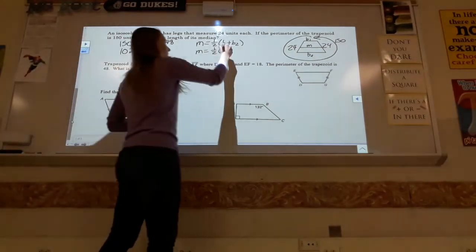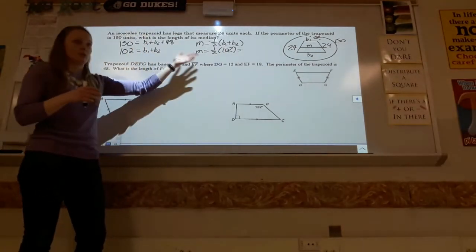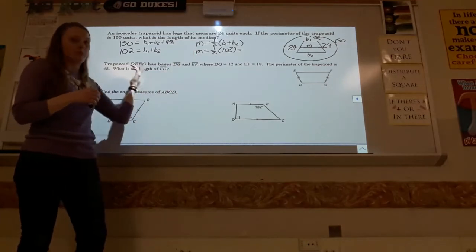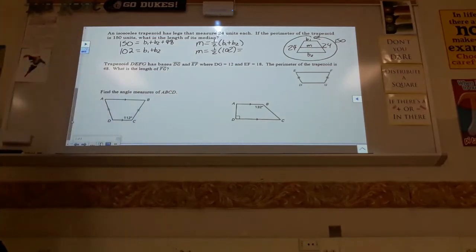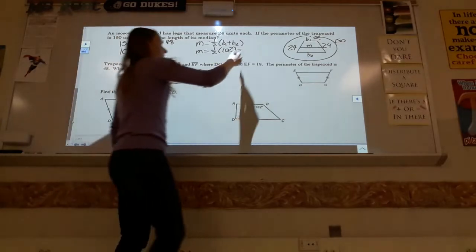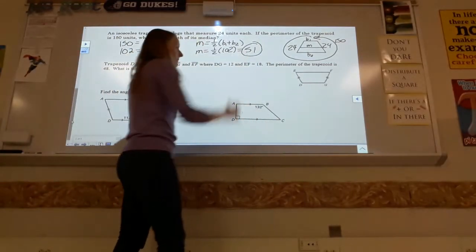We don't need to know what they are separately. We're just able to use the sum because we knew what that was from the perimeter. So when you guys go ahead and work through that, half of that's 51, right? So that would be the measure of the midsegment.